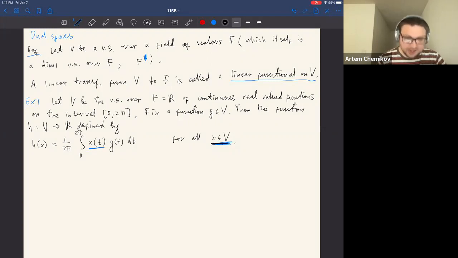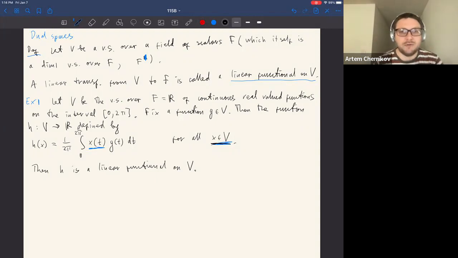And we claim that this h, defined in this way, is a linear functional on V. Okay. So this is indeed an example of a linear functional. Now, how do we know this? Well, we have to check that this is a linear transformation, right? But this follows from the properties of the definite integral.